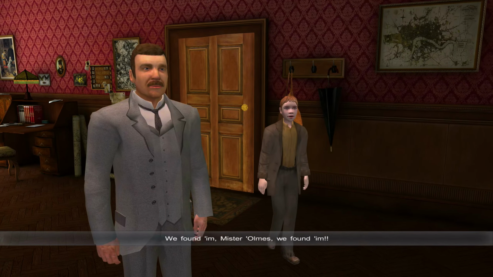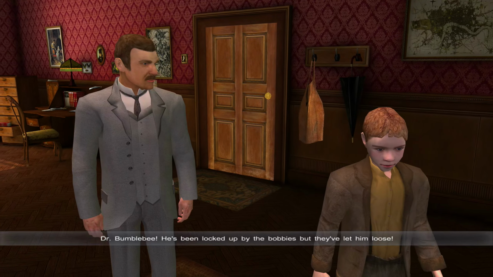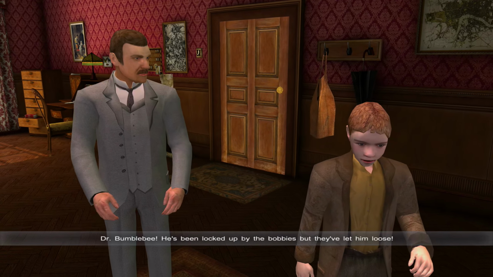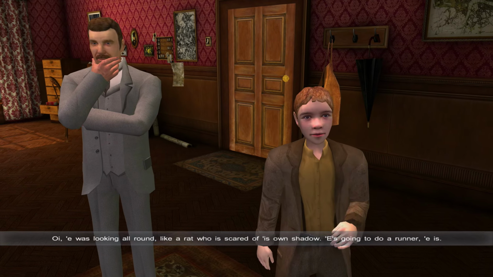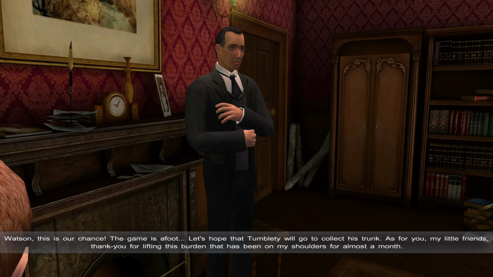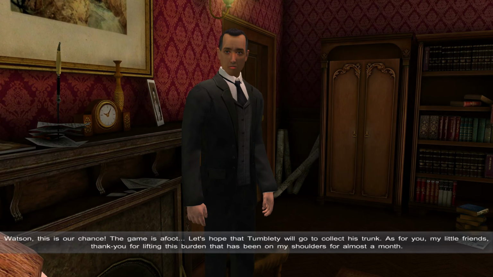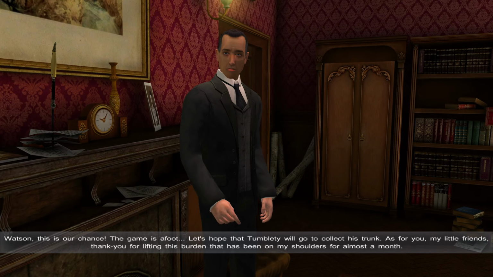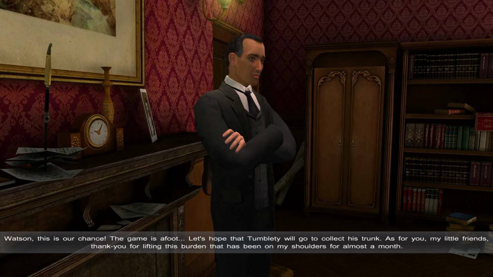We found him, Mr. Holmes. We found him. Who's that? Dr. Bumblebee. He's been locked up by the bobbies, but they've let him loose. Oi, he was looking round like a rat who's scared of his own shadow. He's gonna do a runner, he is. Watson, this is our chance. The game is afoot. Let's hope that Tumblety will go to collect his trunk. As for you, my little friends, thank you for lifting this burden that has been on my shoulders for almost a month.